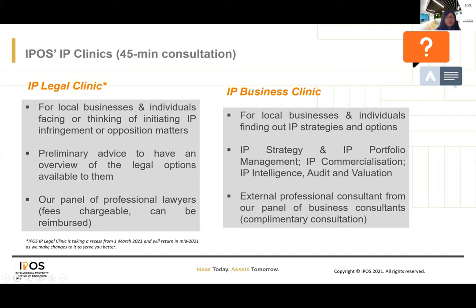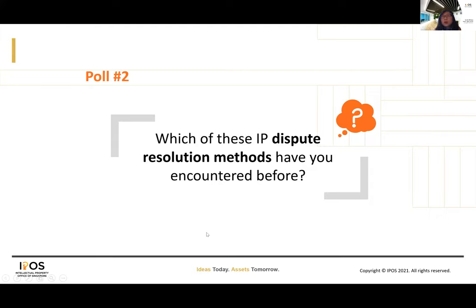Last but not least, I just want to quickly do a poll now, Tiff. Sure, just give me a quick second. Okay, launching the poll, all the participants should be able to see the second question: which of these IP dispute resolution methods have you encountered before? Do know that it's a multiple choice question, so participants can click more than one answer. Okay, negotiation is the second most popular option, but most of you have not encountered IP dispute resolution before. Hopefully after this session, you'll be better equipped in the event you encounter an IP dispute.